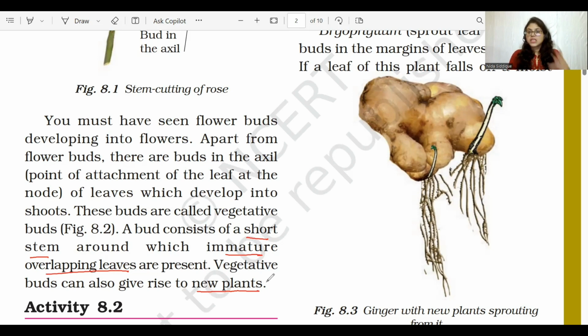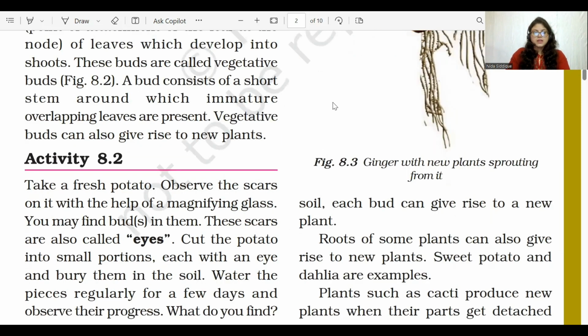Okay, so what did we see? There was no involvement of seeds here. From a bud attached to the node, new plants are developing. Okay, so since stems were involved in this type of reproduction, it is a type of vegetative propagation.